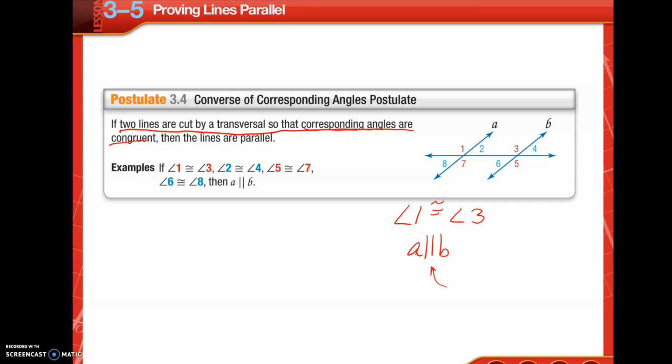And just some things, because we can get many lines, like say I have more lines here. When we're looking at what lines then would be parallel, this line is the transversal, because that's the line that 1 and 3 are both on. And so then the lines that are parallel, based on those being congruent, would be the lines that they're each individually on, so A and B.